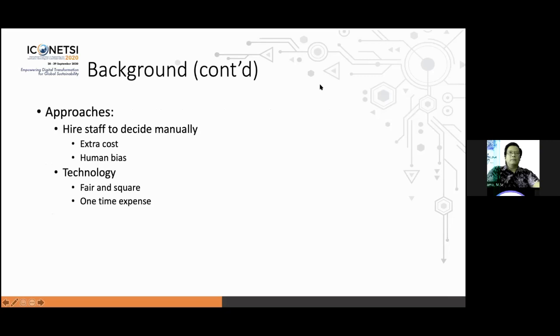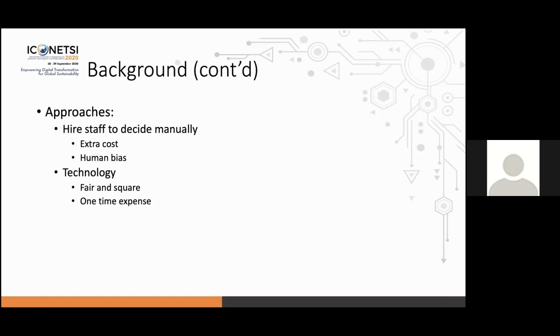The question here is how we can actually select these vendors. We can select them by hiring a staff member to decide manually. Hence, this will involve extra costs as we need to hire more people, as well as human biases. So the staff might favor one vendor over another for several reasons. Might be family reasons, or they just like these vendors, or there is an additional under-the-table deal or whatsoever. So we do not want this to happen.